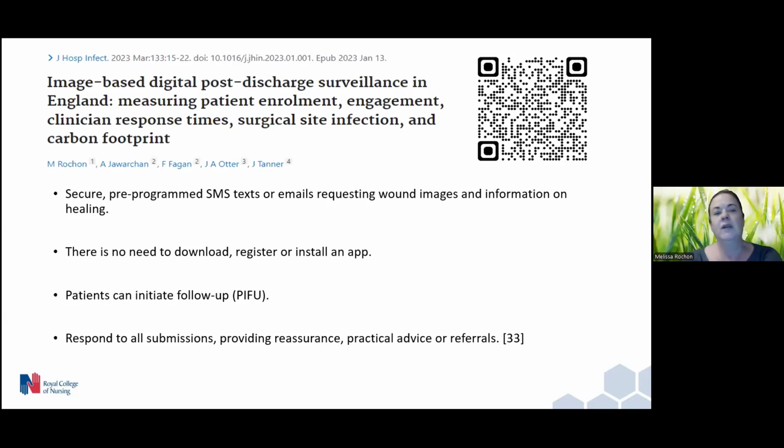We've published our own experience of using secure pre-programmed texts or emails, sending to patients or their carers asking for wound images and information on healing. What's really important is there's no need to download, register, or install an app. Patients really don't want to do that. They use text technology, which has been around for the last 40 years, very easy and doesn't use any of their data. And they can also initiate their own follow-up in between if they've noticed a change in their wound. Our team responds to all images and we provide important reassurance, practical advice, or referrals.